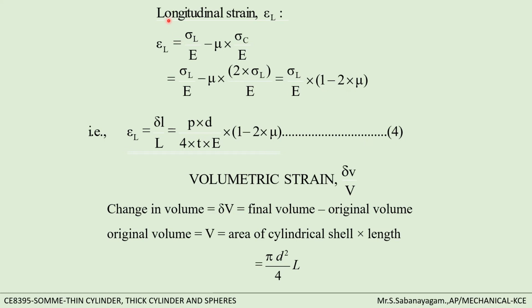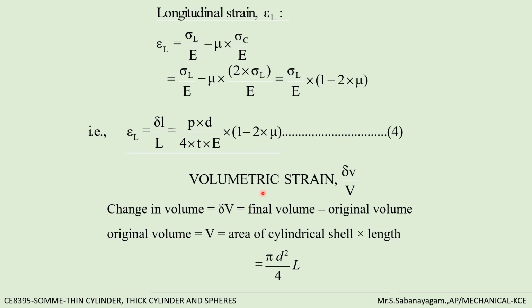So longitudinal strain will occur along the length of the cylinder, and hence change in length by original length, as we know, will become PD by 4TE into 1 minus 2 mu, since the sigma L is substituted by PD by 4T, right? So this will be the longitudinal strain of the given hollow block.